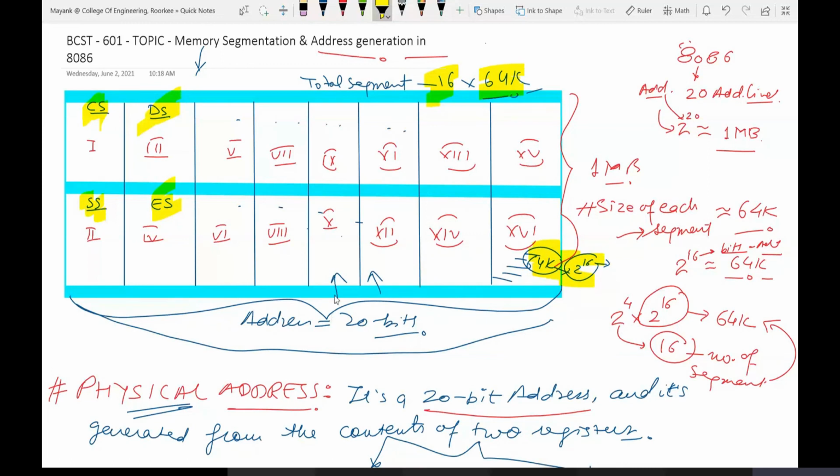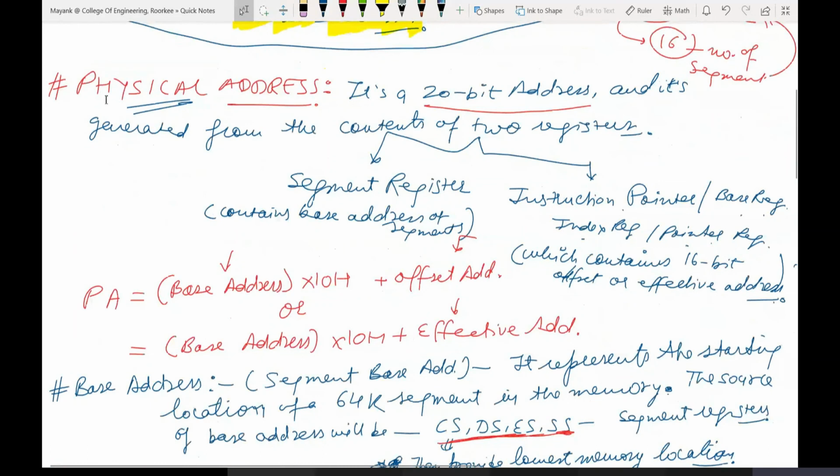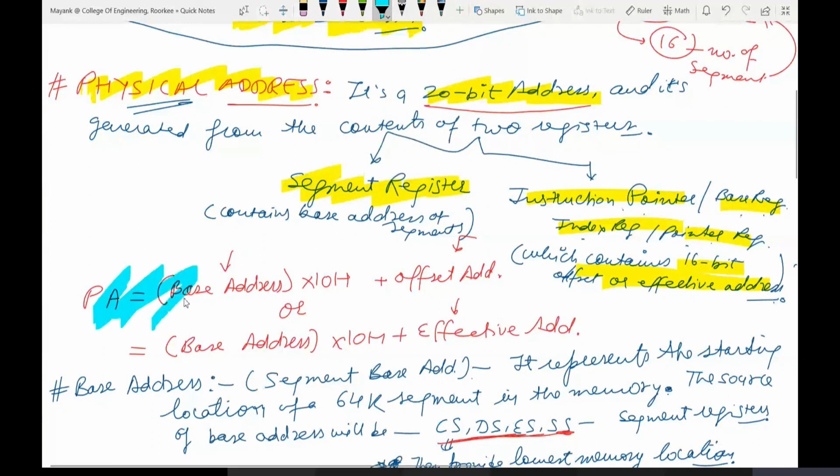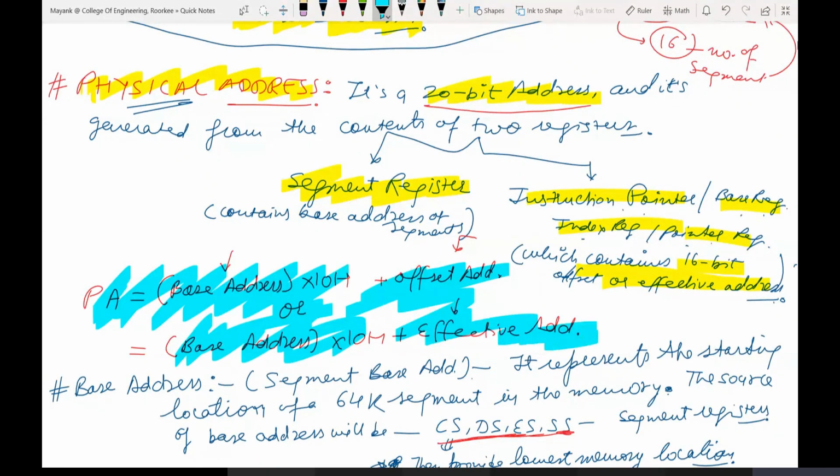But the moment we are talking about outside the segment, the address of full memory which is physically available without any segment concern, that address belongs to the 20 bit. This 20 bit address is called the physical address. It is generated from the segment register and the IP, base, index or pointer register, which contains the 16 bit offset or effective address. The formula is: base address multiplied by 10H plus offset or effective address.